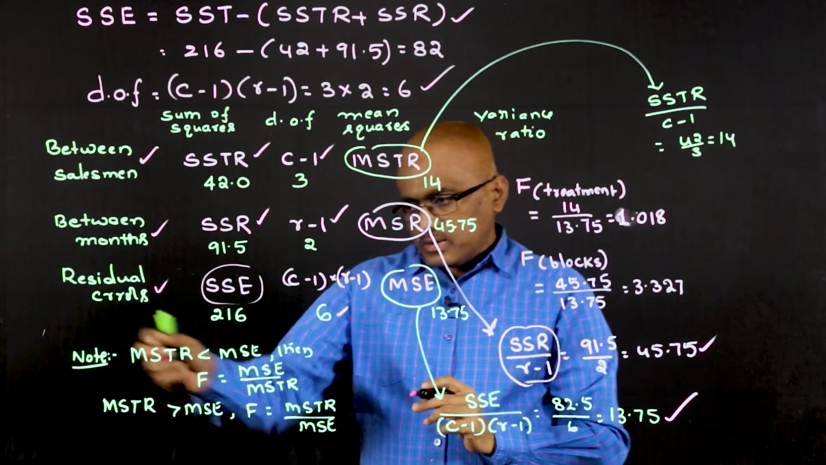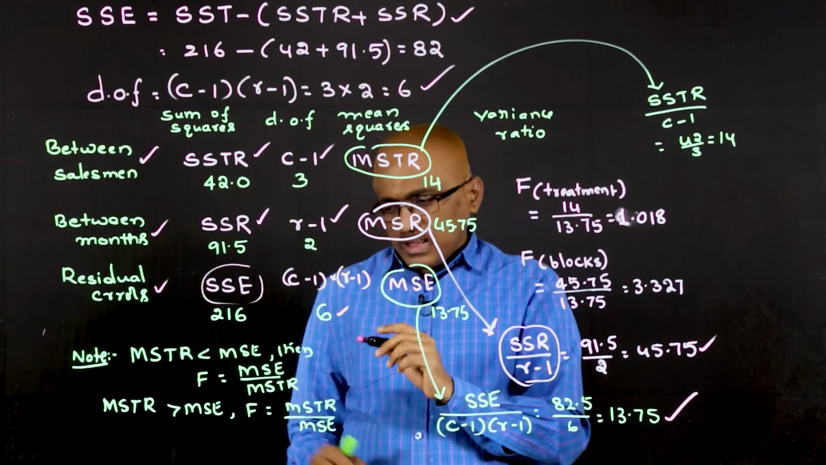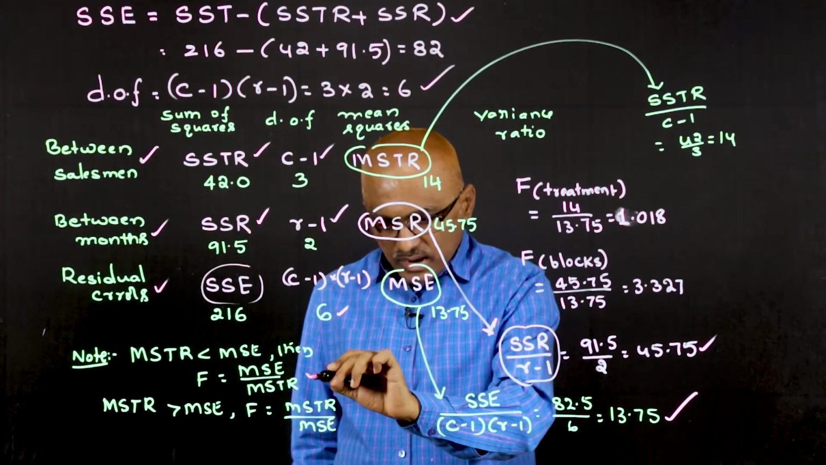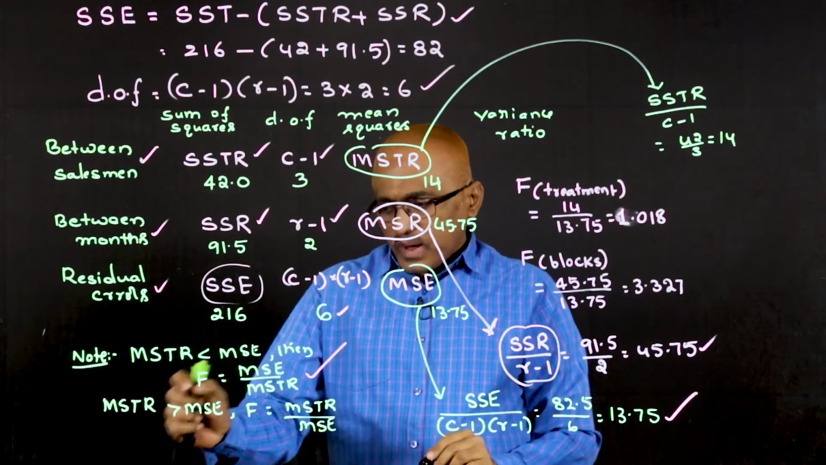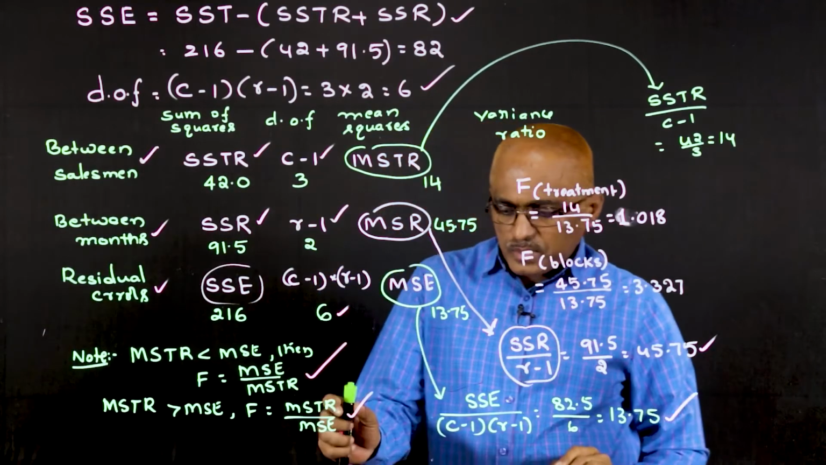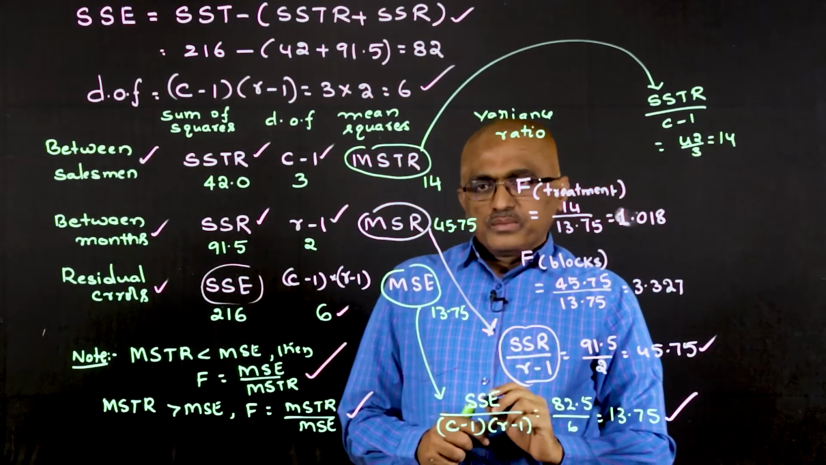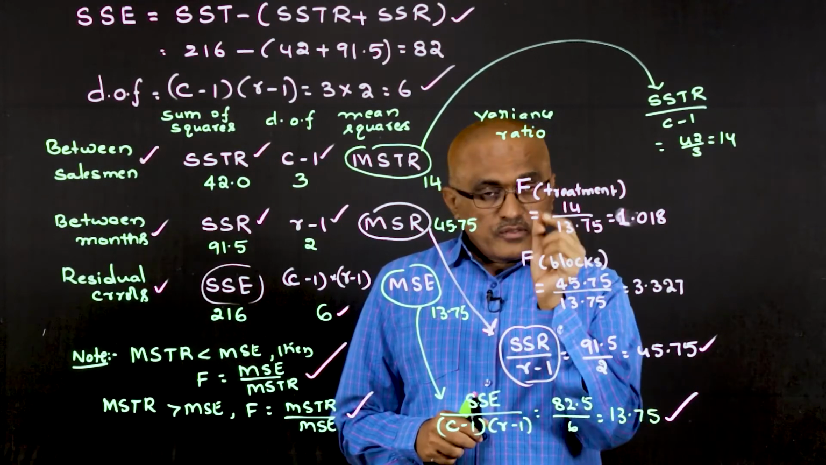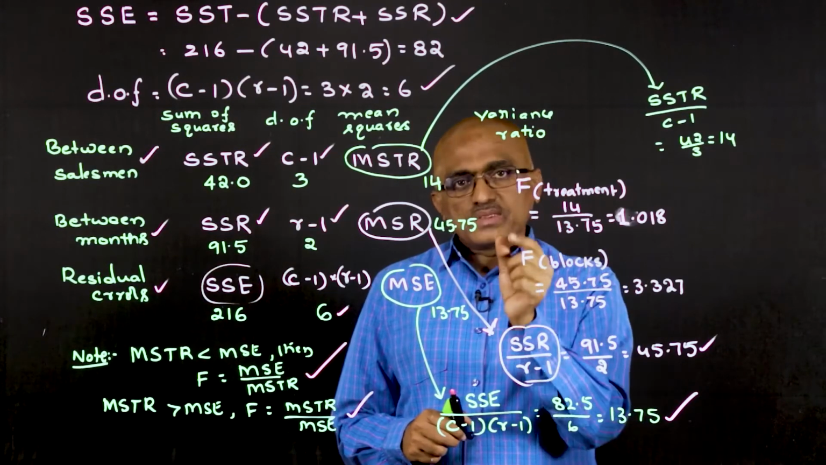Now here we need to note that if MSTR is less than MSE, then we use the inverse, MSE by MSTR, to find the F value. If MSTR is greater than MSE, then we use F equal to MSTR by MSE to find the F value. So we have to find the F value with respect to columns as well as with respect to rows.